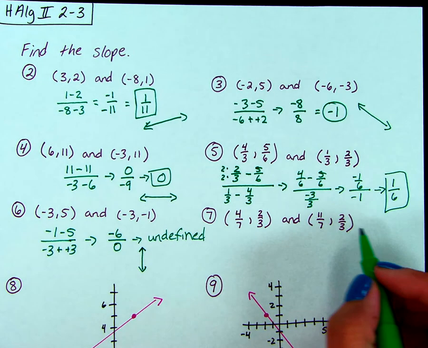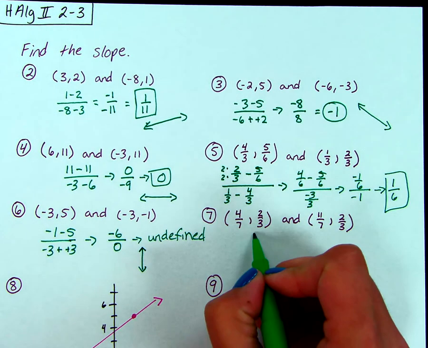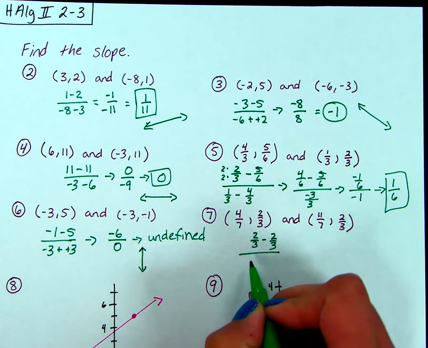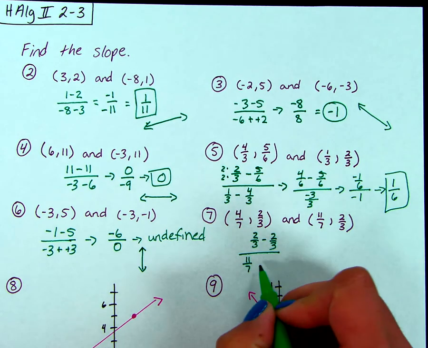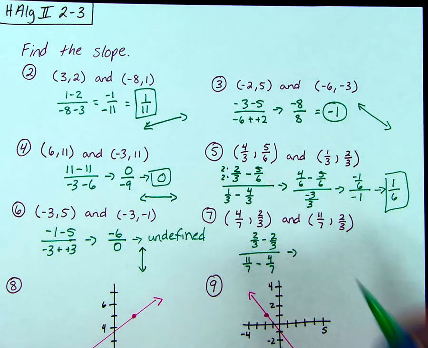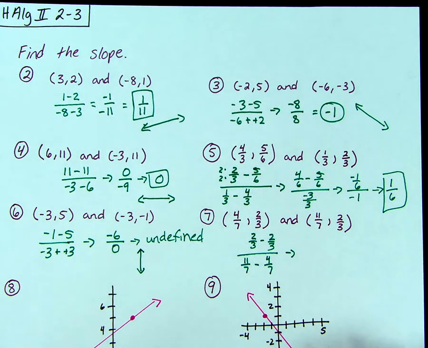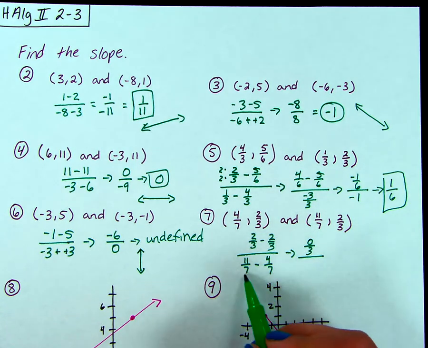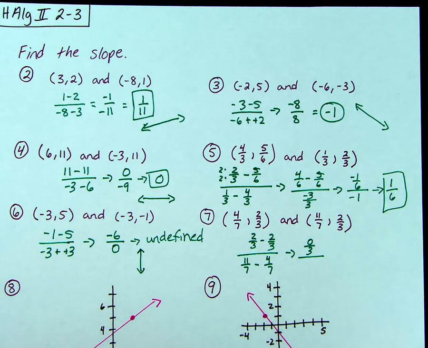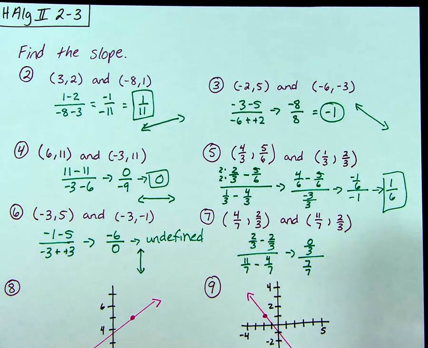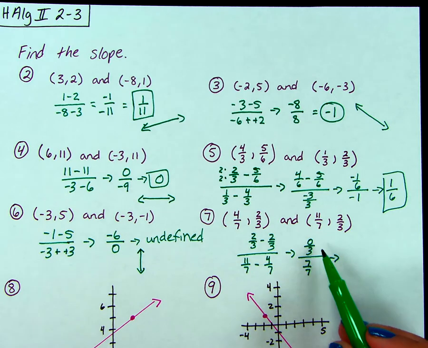All right, next one. So again, more fractions here. So it looks like we have 2/3 minus 2/3 over 11/7 minus 4/7. Oh, that's nice. We already have a common denominator. So 2 minus 2 is 0. So this is 0/3 over, and again, we already have a common denominator. So 11 minus 4 is 7. So 7 over 7.